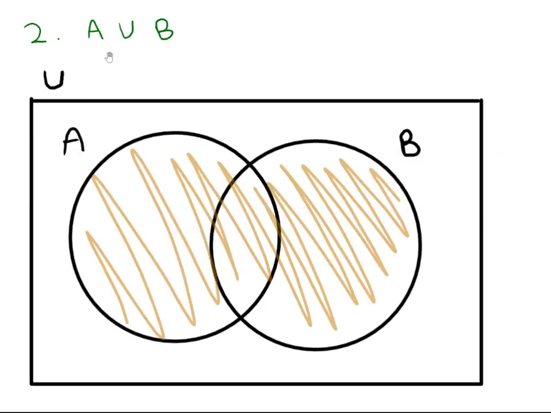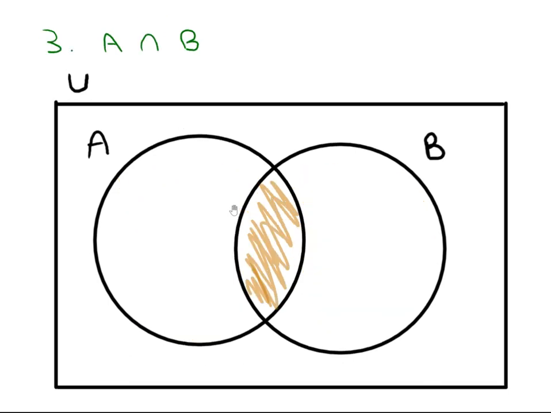A union B is all the elements in A and all the elements in B. So when it's shaded in the Venn diagram, it's all elements in A and B. A intersection B is just the elements that are common to both, the elements that are in A and B.